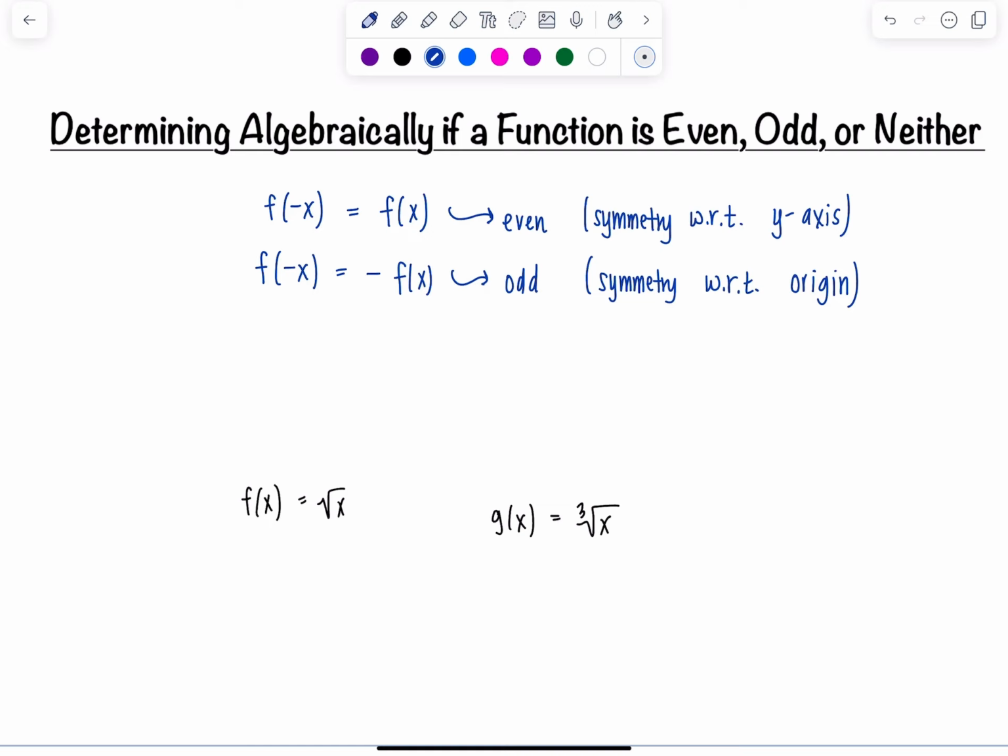And then you might be saying, wait a minute, why aren't you talking about symmetry with respect to the x-axis? Well, because we're focusing here on functions, and functions cannot have symmetry with respect to the x-axis. Then they would fail the vertical line test and not be functions, okay?